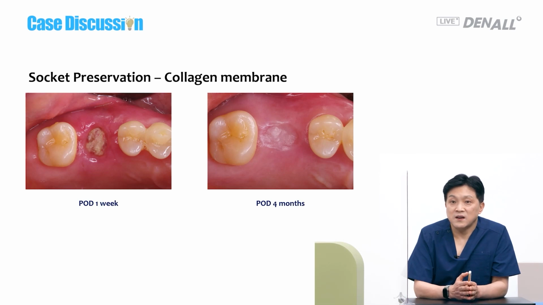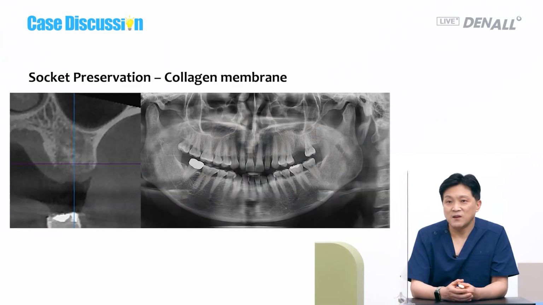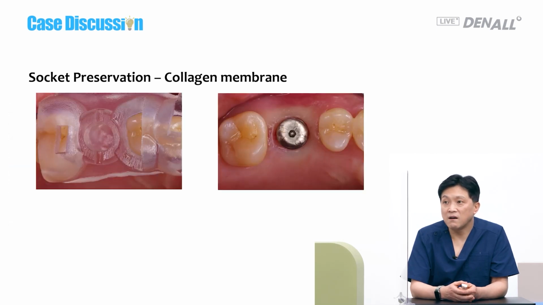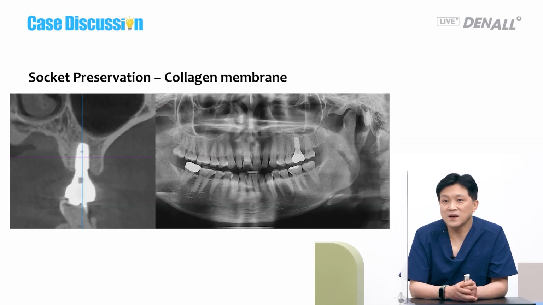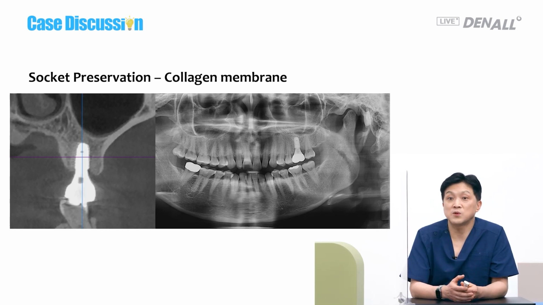Post-op 1 week, 4 months, it shows a similar outcome, whether you use collagen membrane or non-resorbable membrane. The ultimate outcome is the same. However, there's some difference between them. I'll talk about that later. After the healing, one guide is used for the flap-based surgery to place an implant. The rest of it is the standard procedure. Prosthesis. So, socket preservation is done like this, expecting this type of outcome.